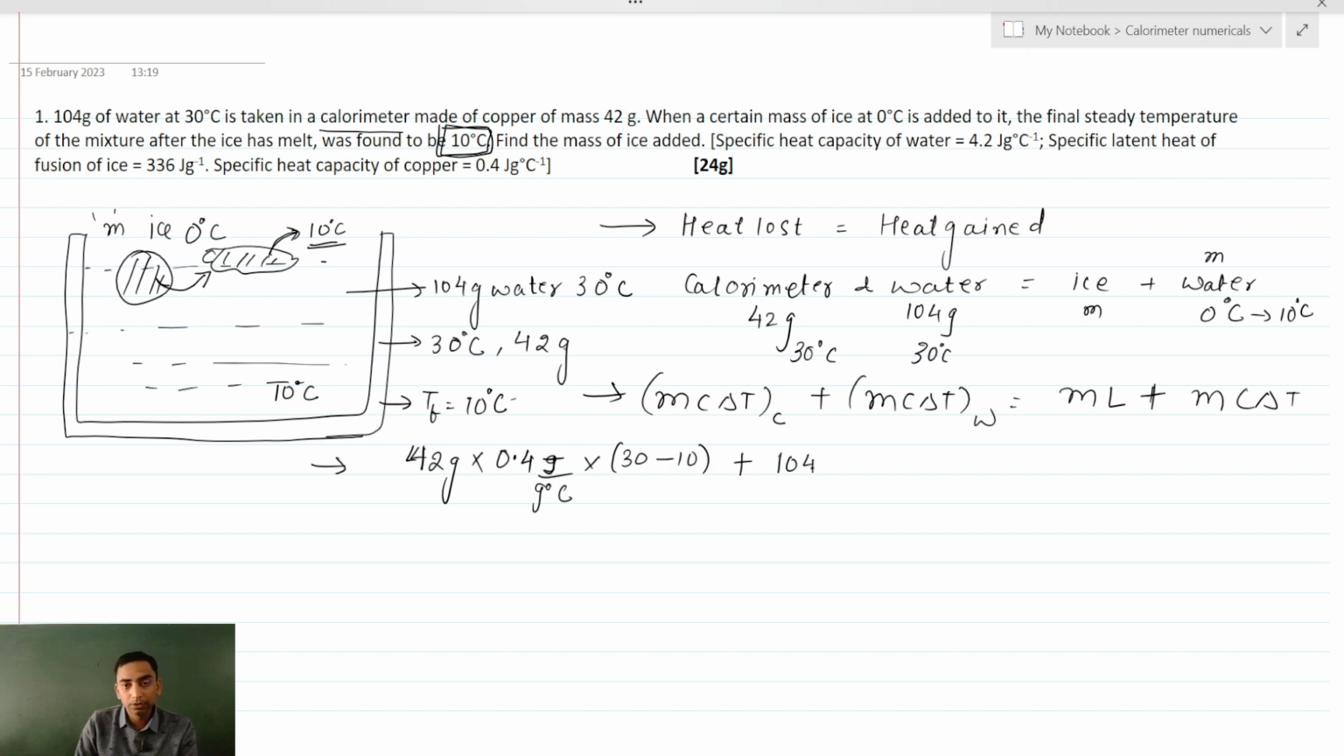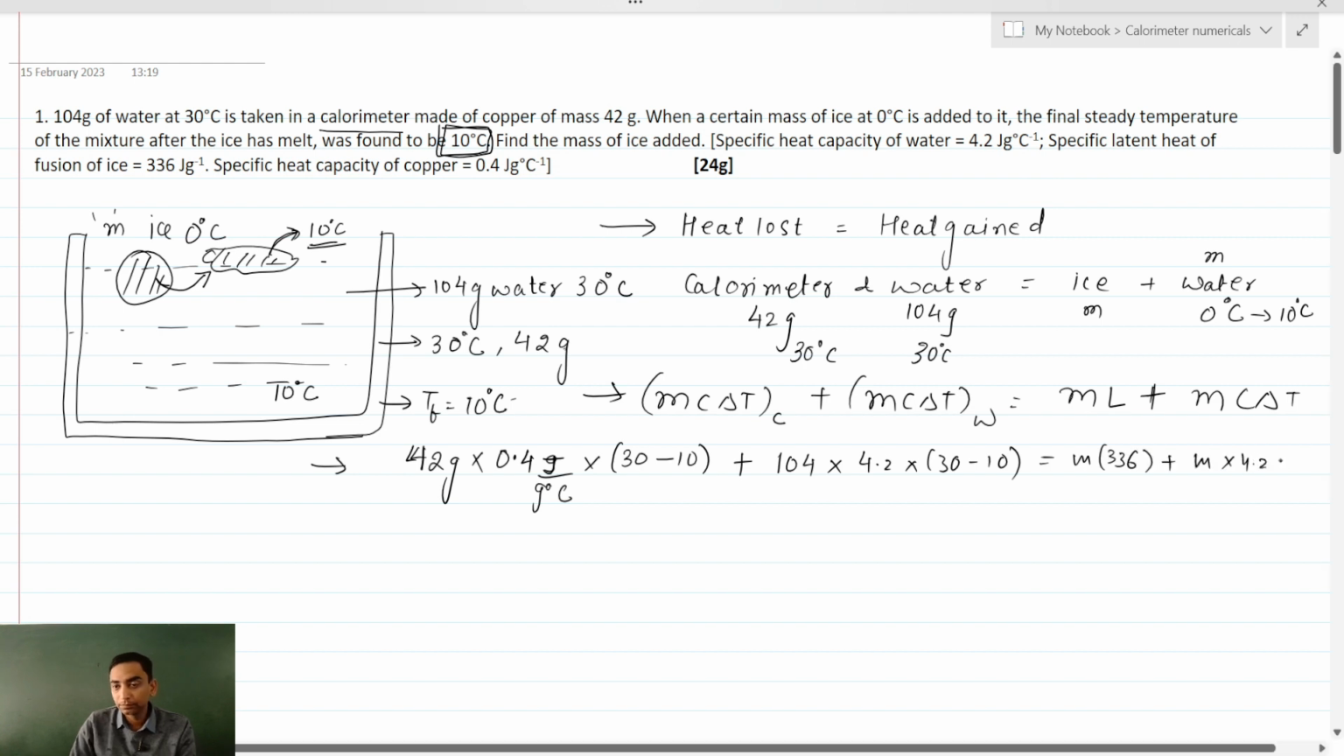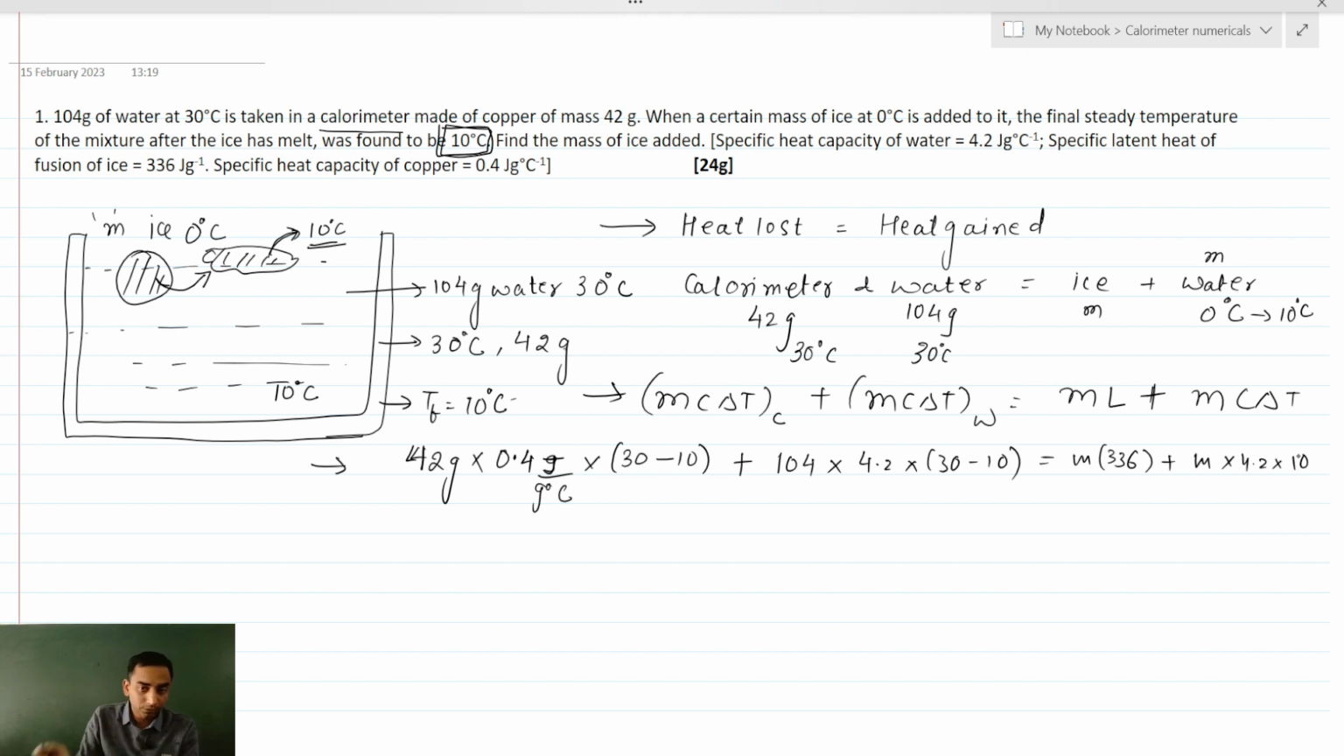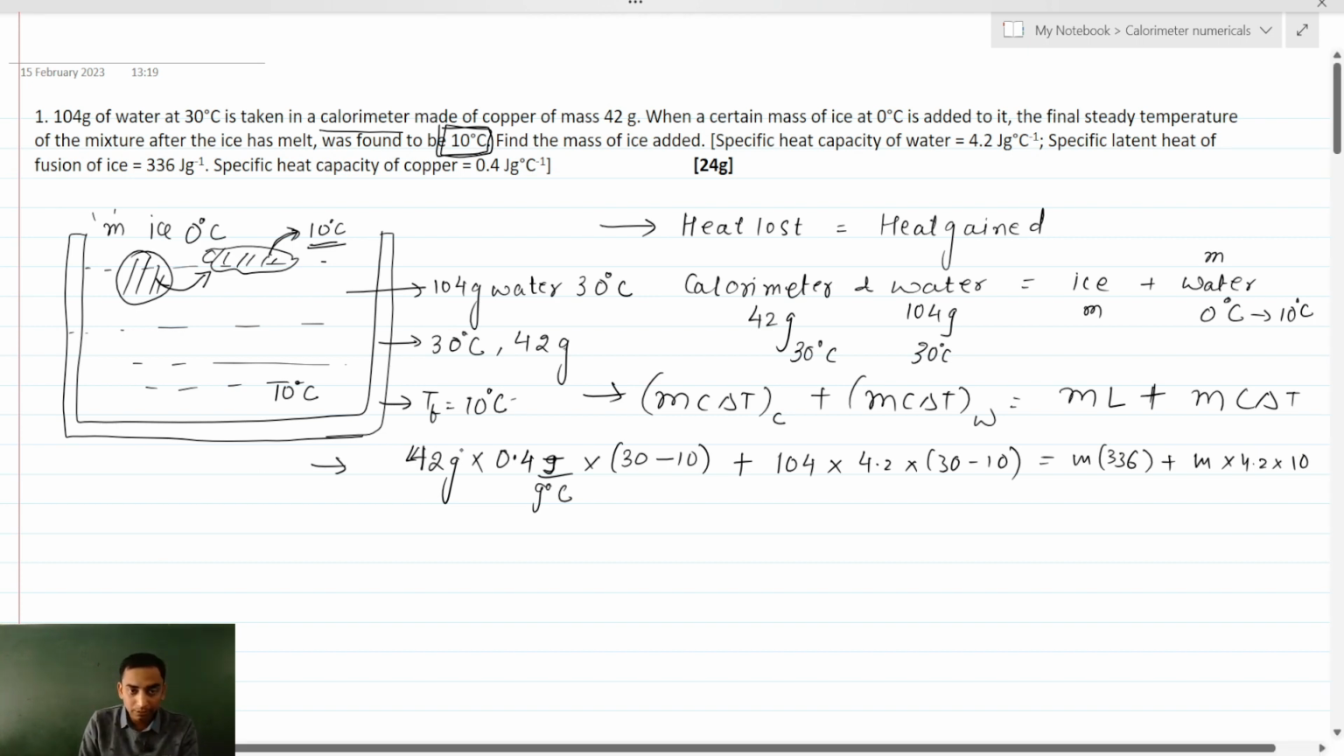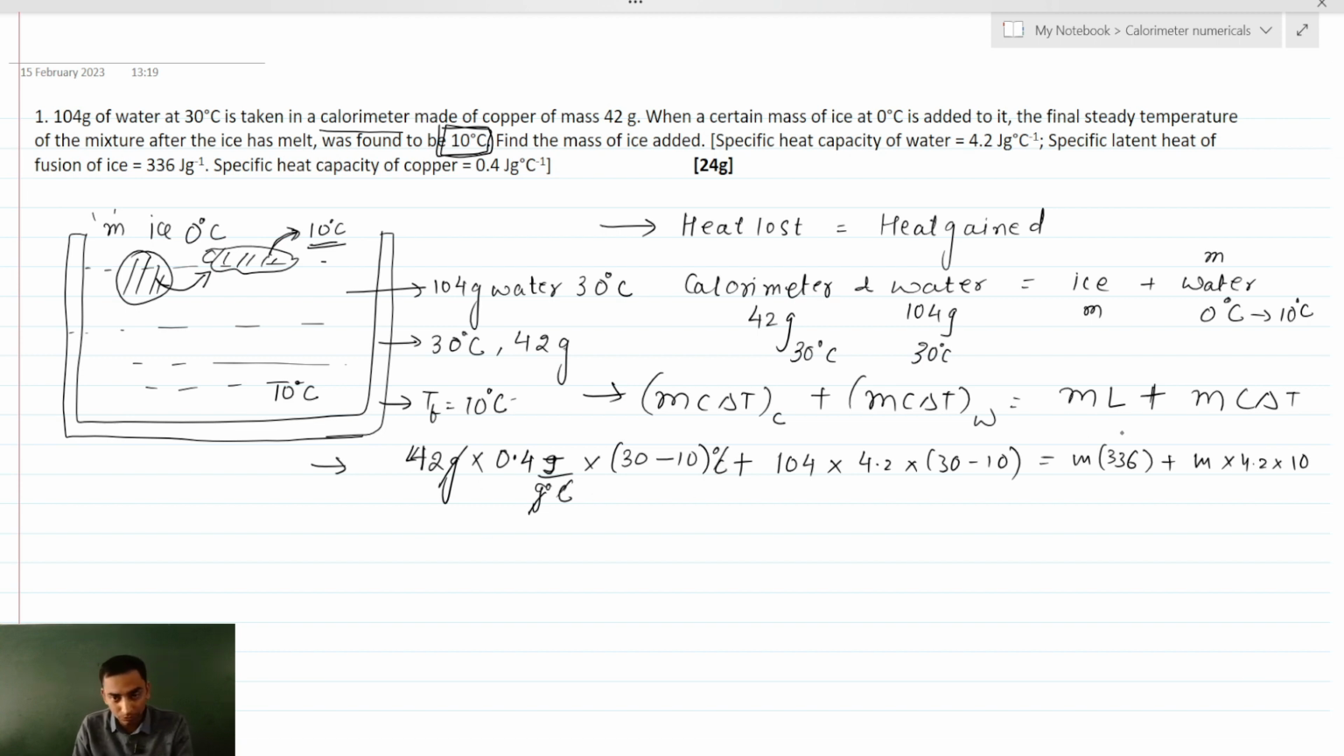This is 104 grams of water, and then 4.2, again 30 minus 10. We don't know m, but 336 is given. From 0 to 10, so that is 10. So 0 degree Celsius water to 10 degrees, so 10 minus 0, that is like that, right? Now see, the gram is going to get cancelled, right? Degree Celsius from here, degree Celsius from here will get cancelled, so everything is in joules, right?